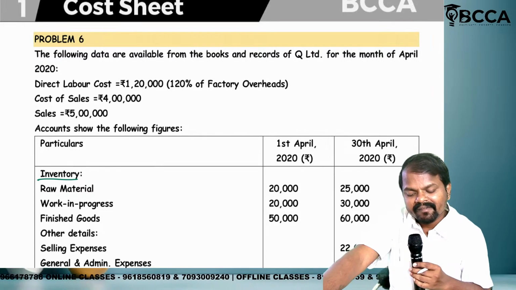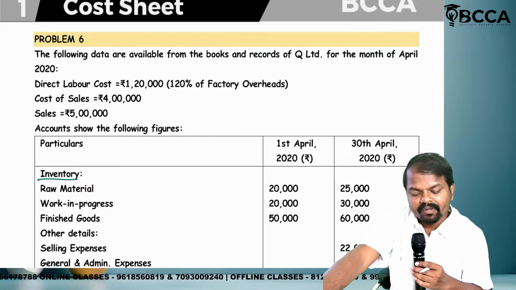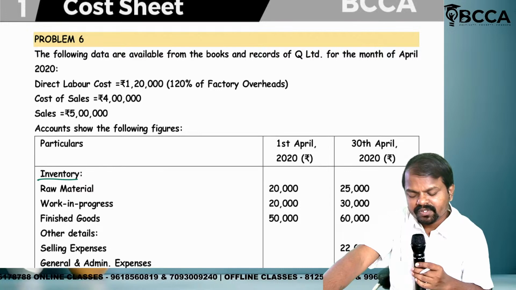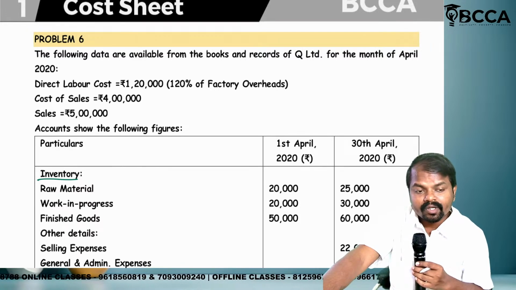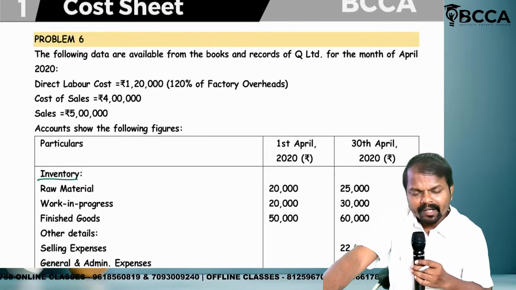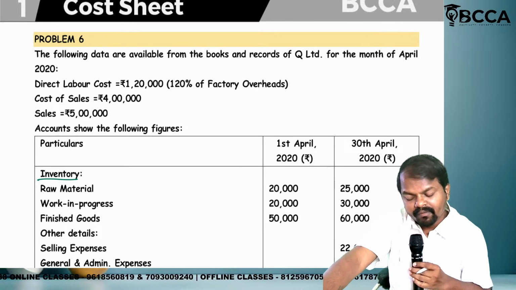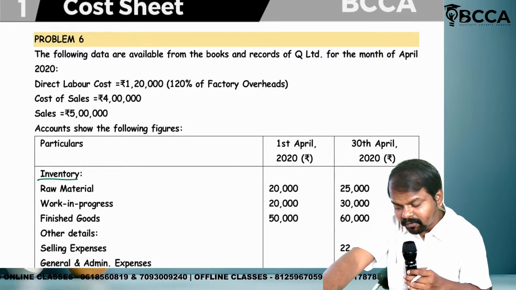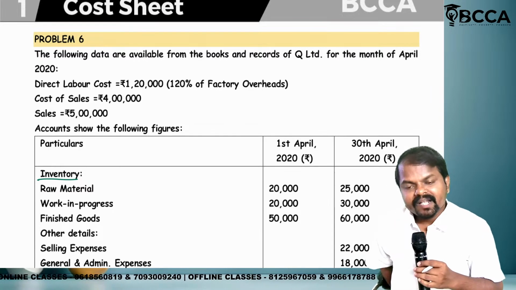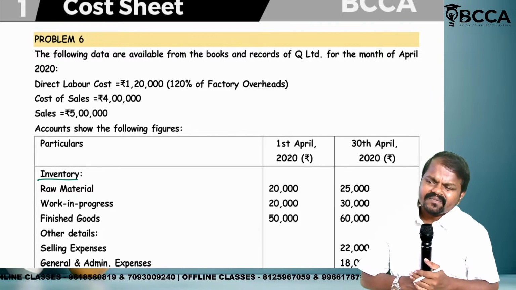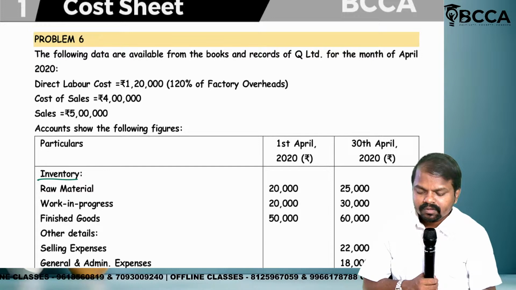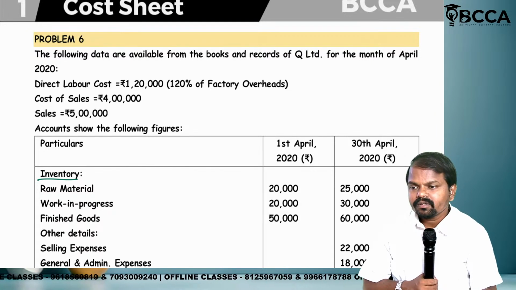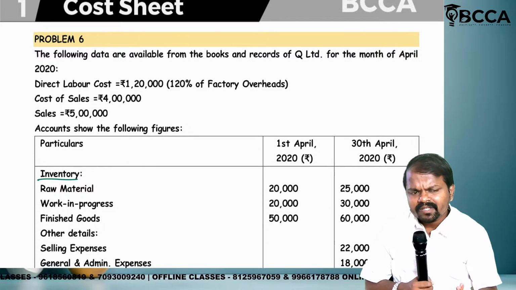The following data are available from the books and records of Q Limited for the month of April 2020. Direct labor, how much? 1,20,000. How did they arrive at 1,20,000? 120% of factory overhead. Cost of sales, how much did they give? For sales they gave. Cost of sales alternative name? Total cost. Sales how much? Total cost how much? The balancing 1 lakh will be referred to as profit.